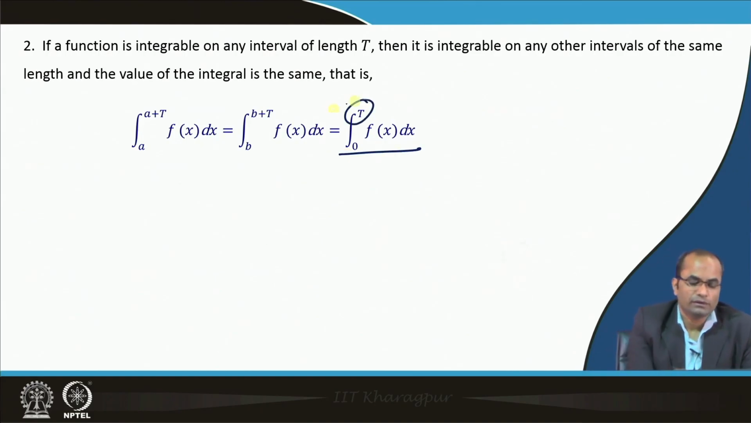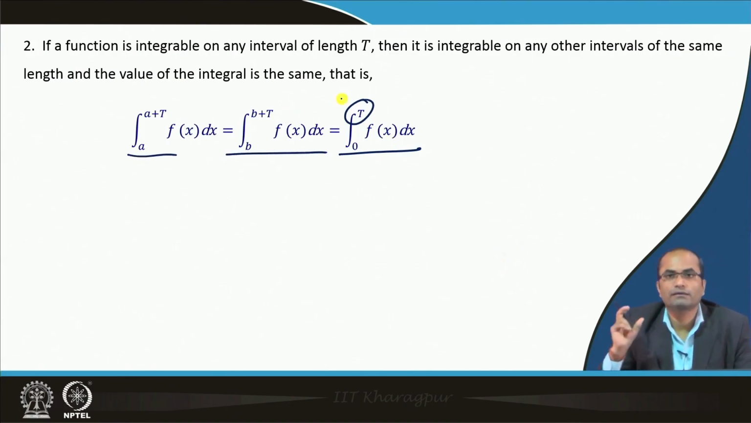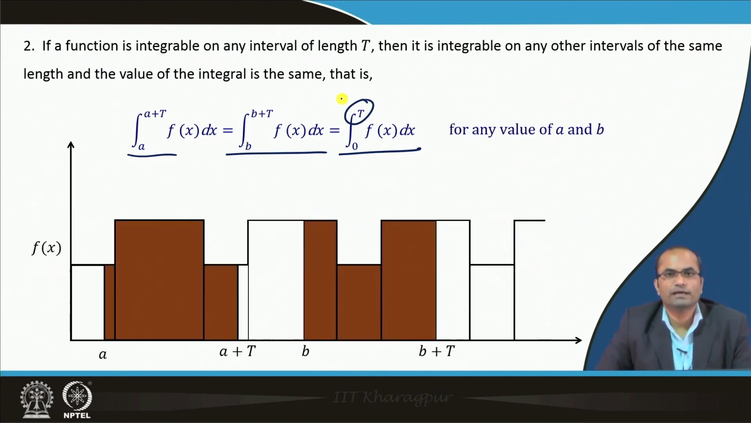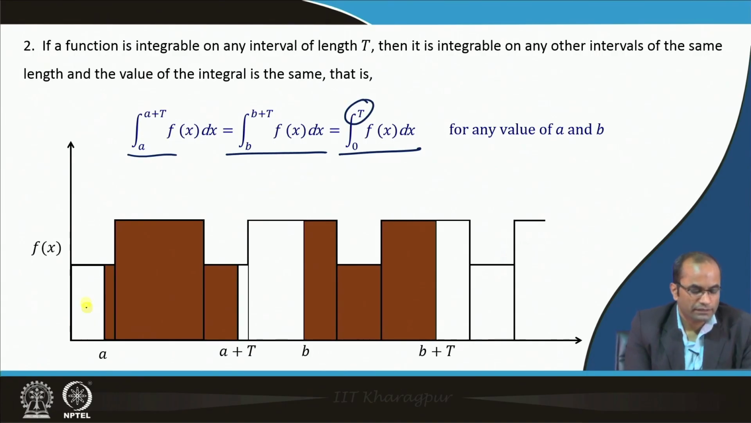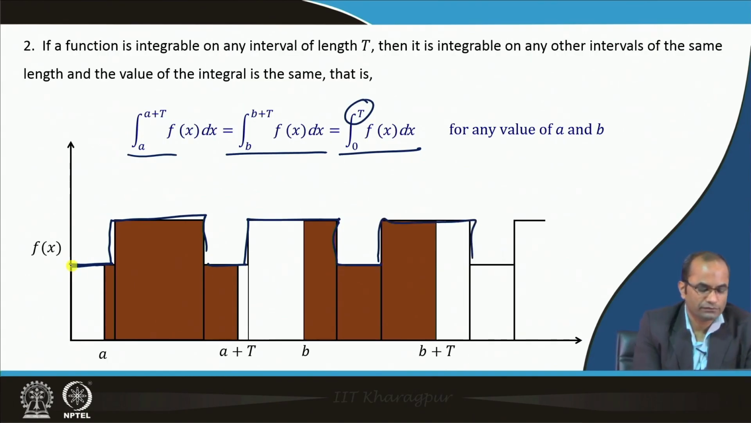So, in the whole period T, all these values will be the same as long as we are covering the whole period capital T. This can be visualized from this figure. Suppose this is a periodic function, from here to this, and then we have this here, and then again it starts from here and so on. So it is a periodic function. From this point to this point, that is the period.